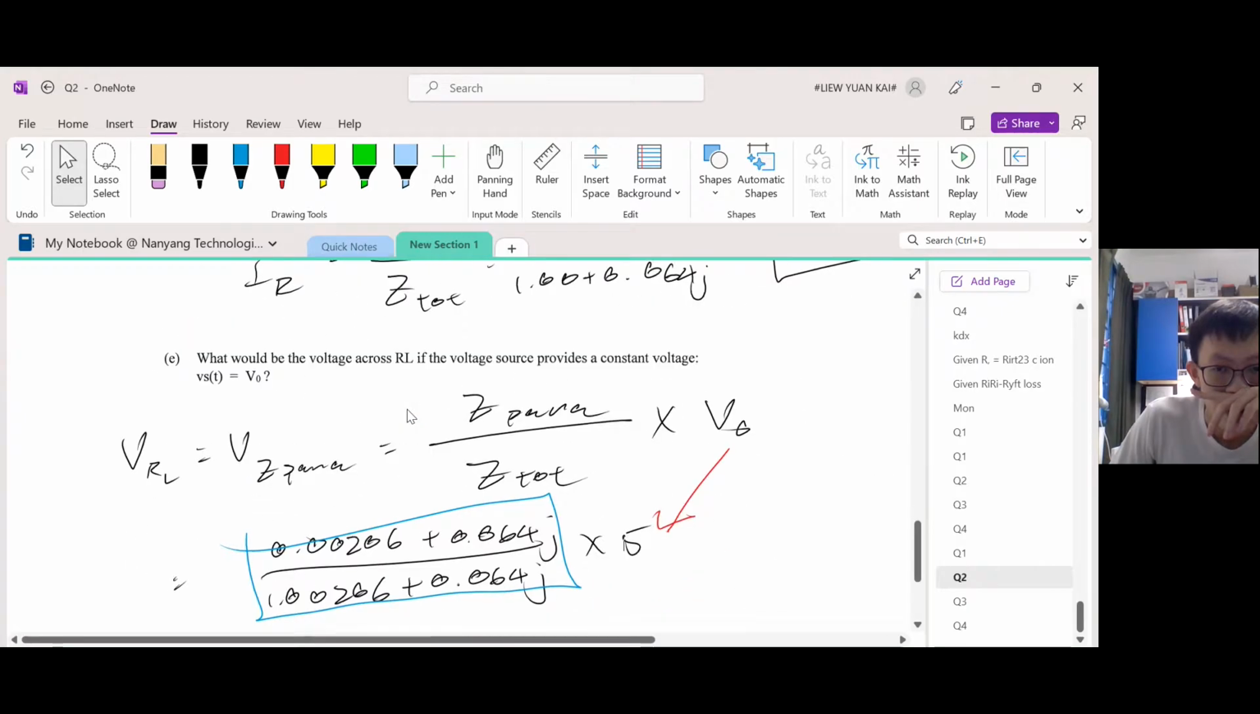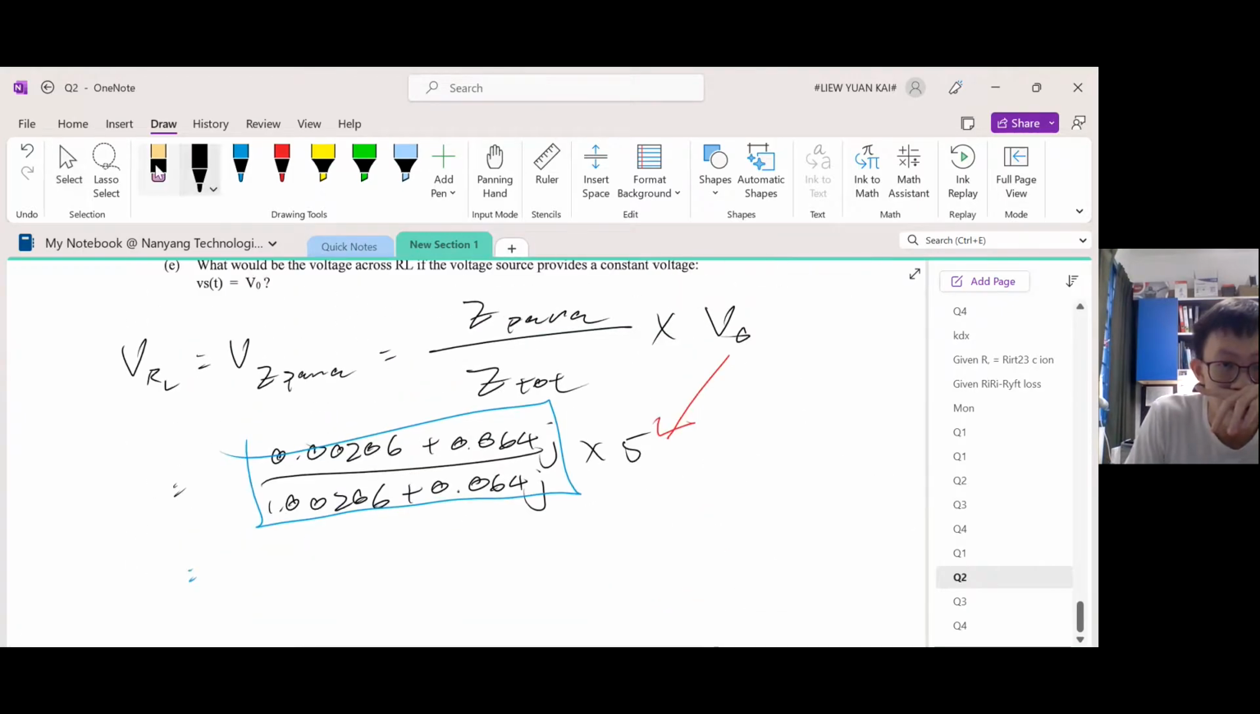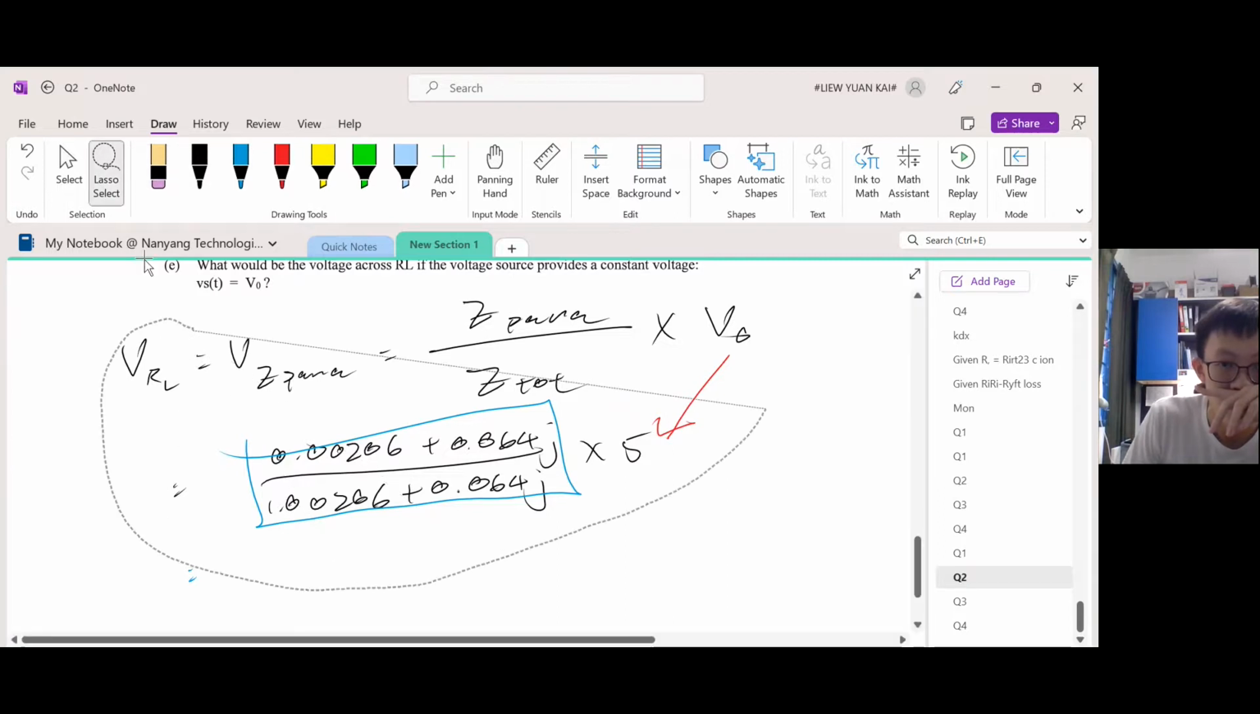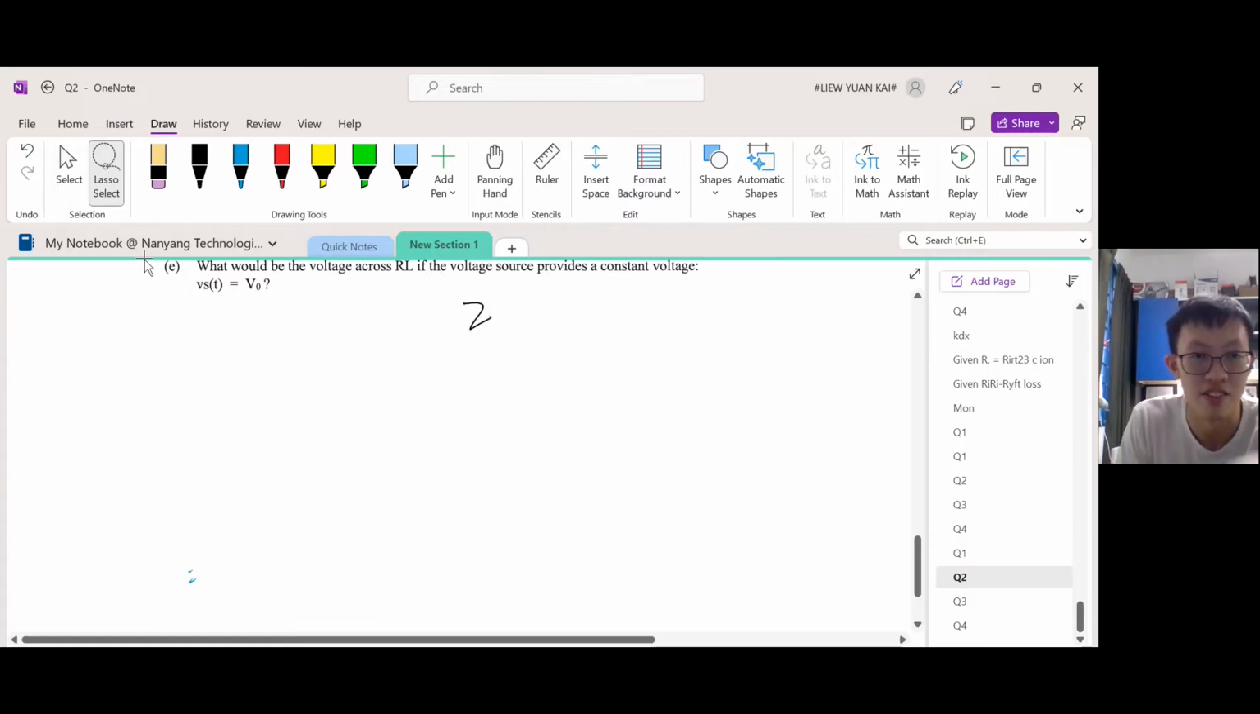You know what? I realize you cannot do this. This is wrong. Why? Because the voltage source is now constant, right?